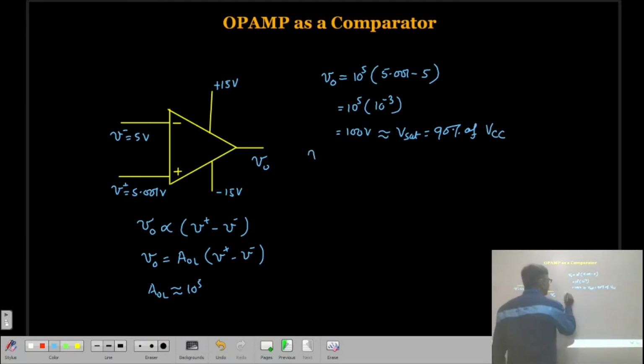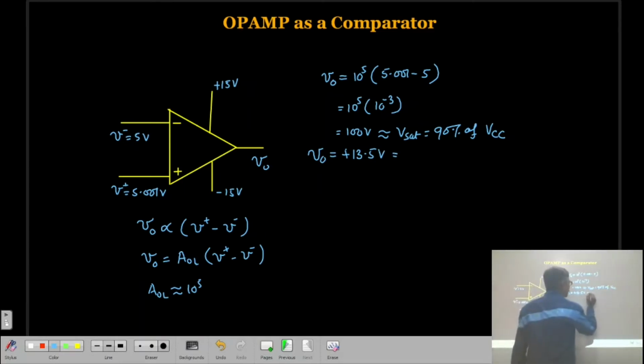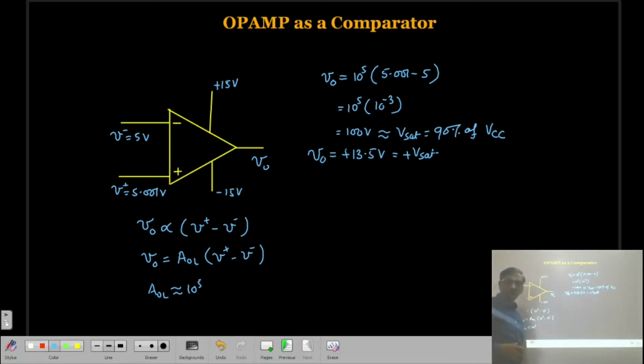So here if you calculate this output voltage, then here the VCC is 15 volt, 90% of this is going to be a plus 13.5 volt. This is known as a plus V saturation. So here you can see in this example, the difference between these two voltages is very small. Hardly this difference is of 1 millivolt. Then the output voltage is going to be very large. Op-amp will be in saturation, and it will give you the output voltage of roughly 13.5 volt.